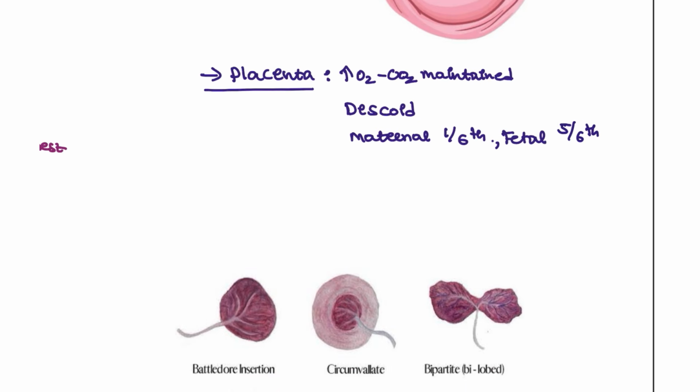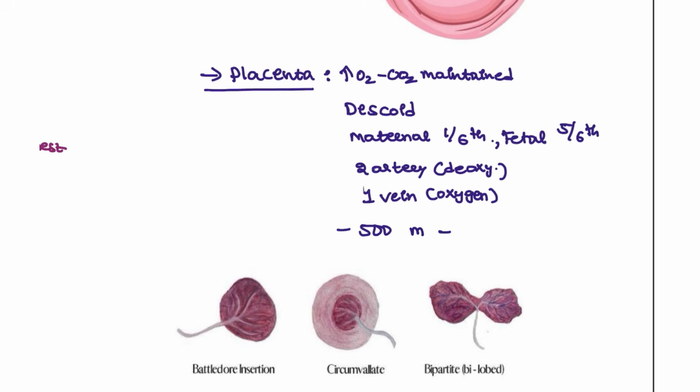And what are the arteries and the veins we have? We have two arteries which carry the deoxygenated blood, and one vein which carries the oxygenated blood. And how much will it weigh? It is going to weigh 500 grams. And how much blood will it be carrying? It is 10% of the cardiac output. That means almost 750 ml from the cardiac output it is going to carry to the baby.